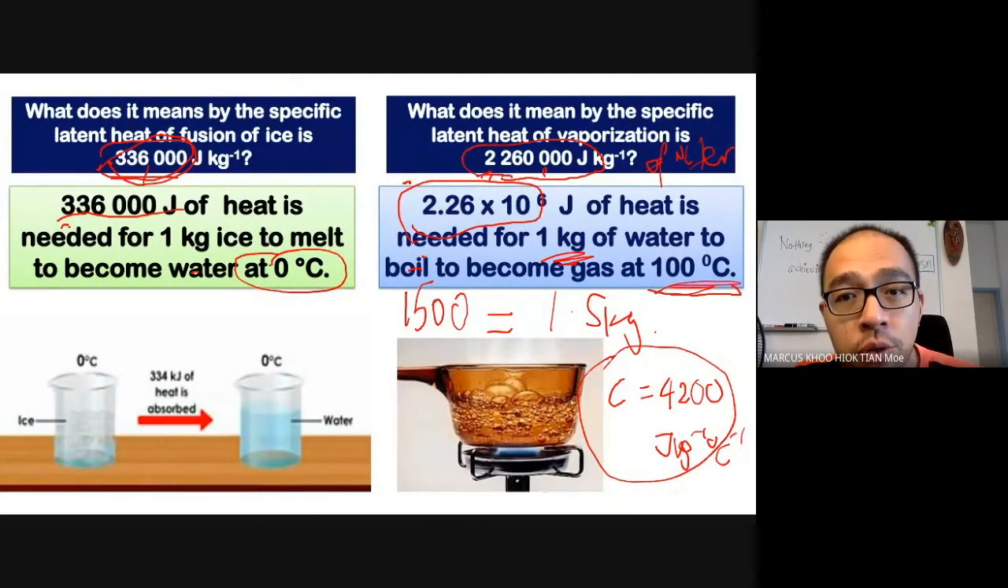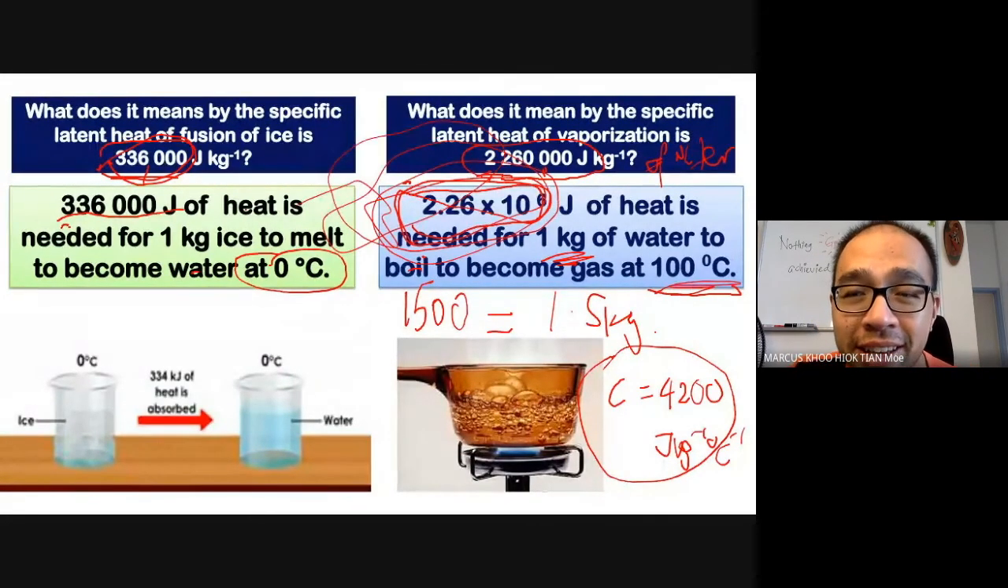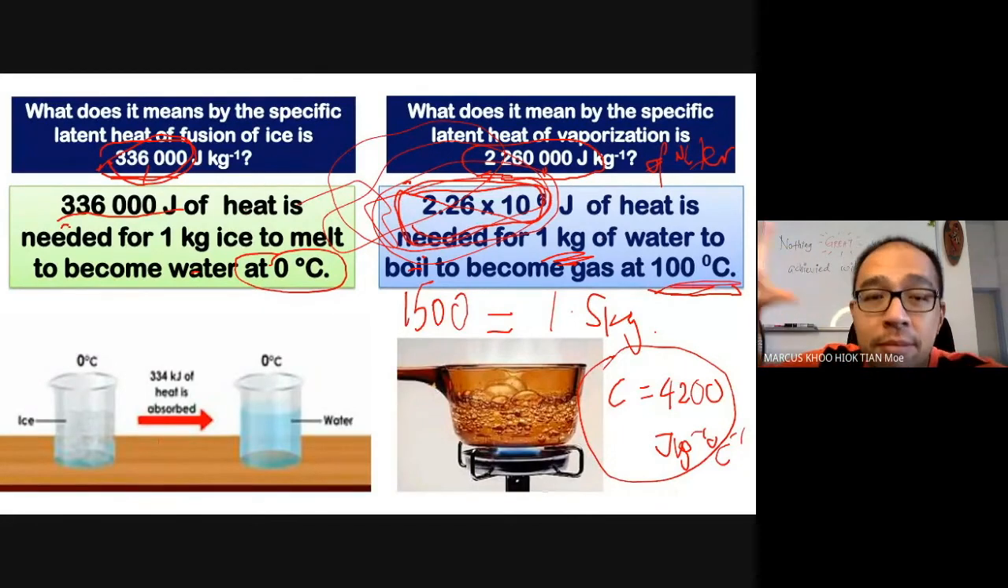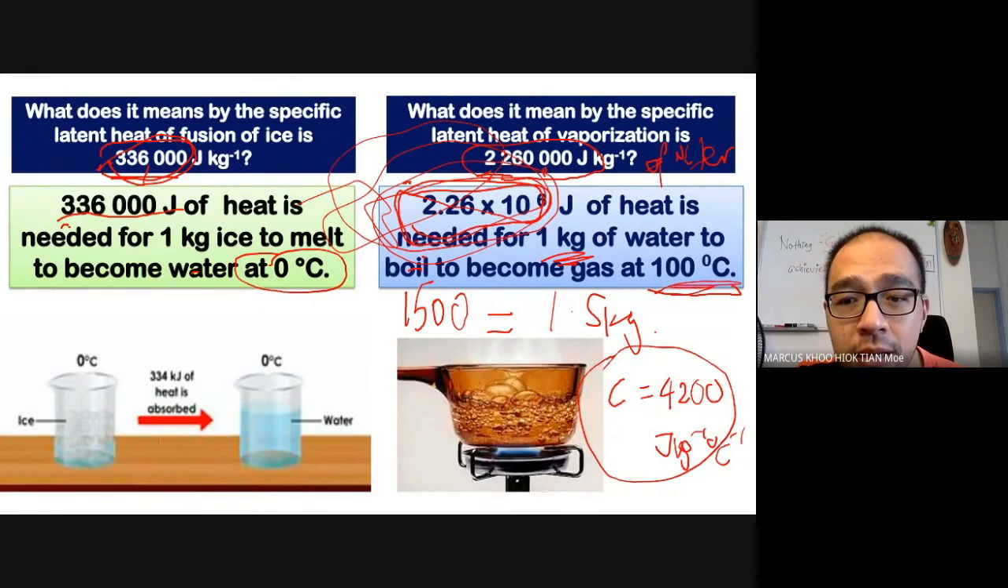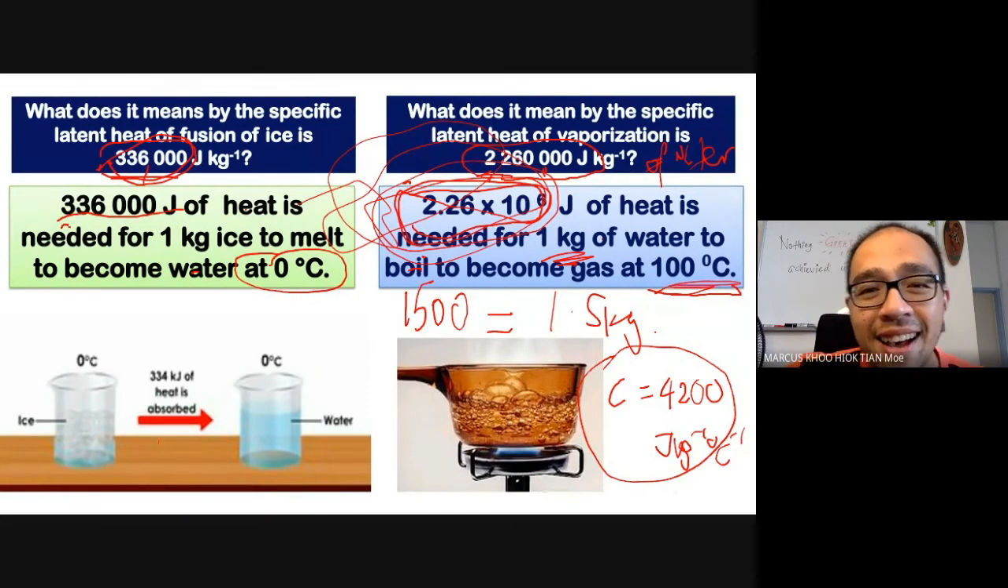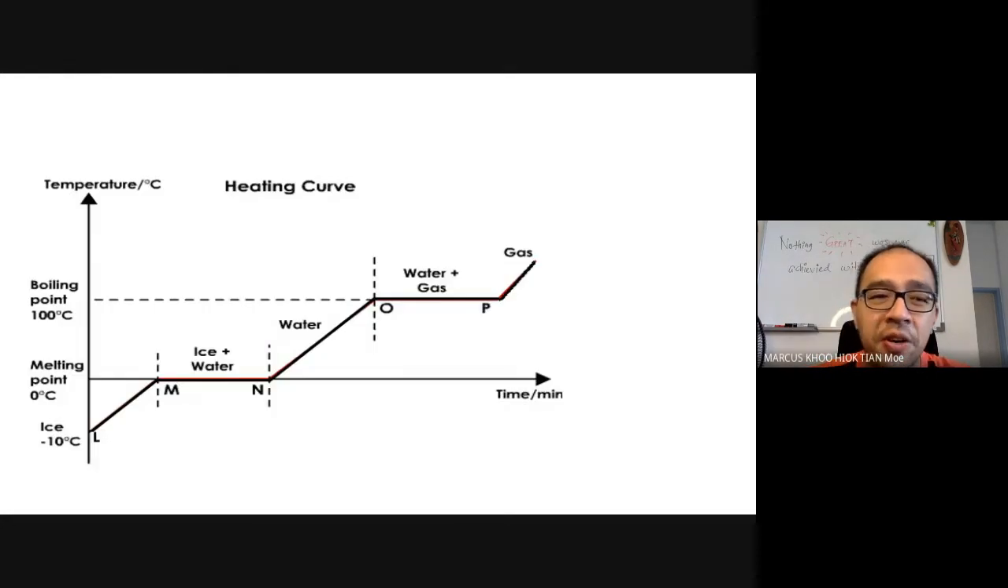And that one you need 2,260,000 joules of heat. Okay, it's such a big number. It's a lot of heat energy that you need. So don't waste heat energy. Don't simply boil water for the fun of it. So this is what we call a heating curve.